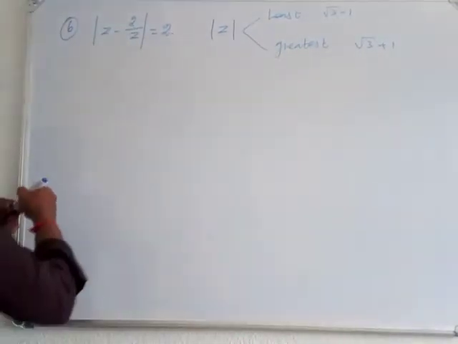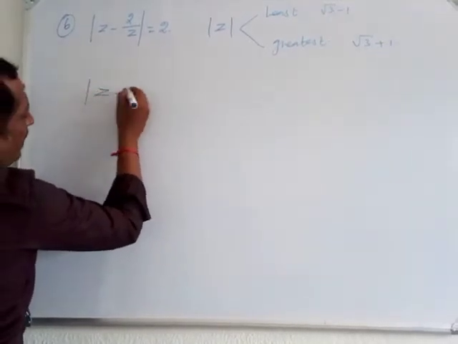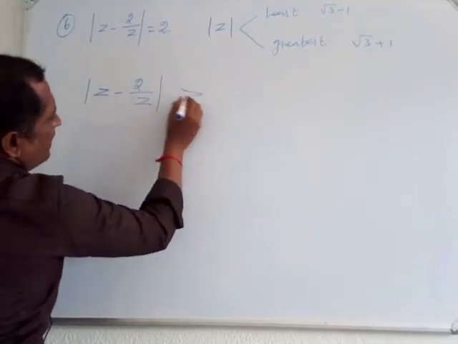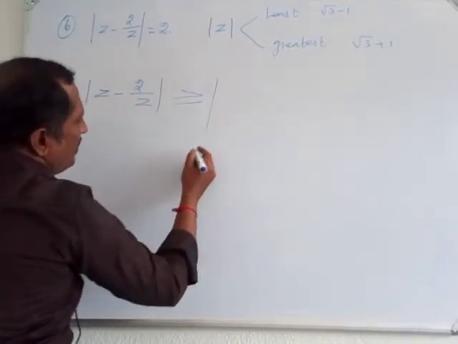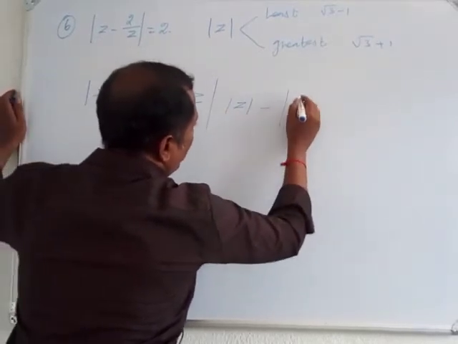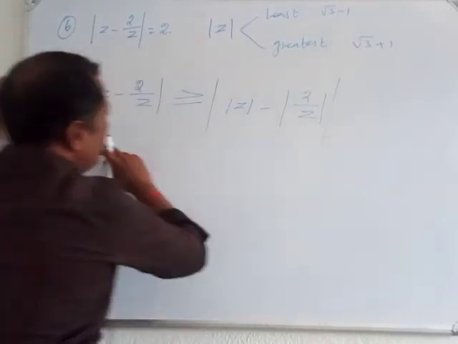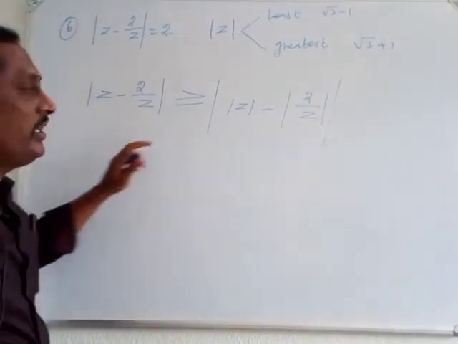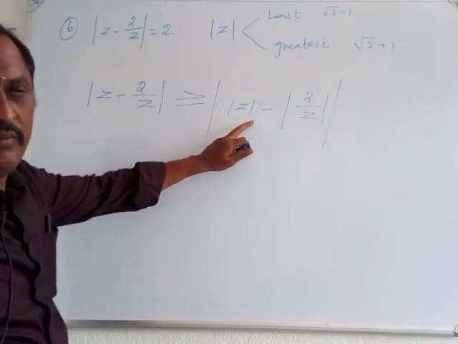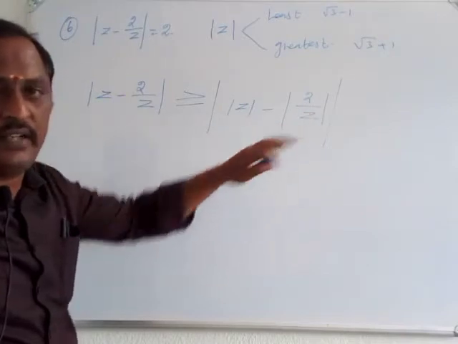How to verify it, sir? So first I have to take the modulus. So modulus of z minus 2 by z is always greater than or equal to modulus of z minus modulus of 2 by z. So modulus of z1 minus z2 is always greater than or equal to modulus of z1 minus modulus of z2.